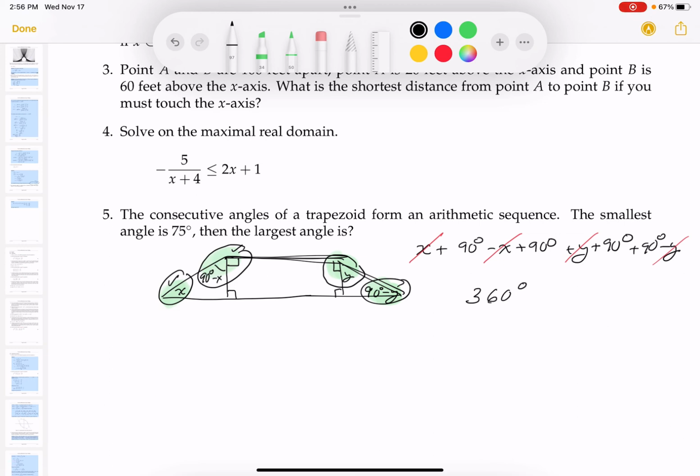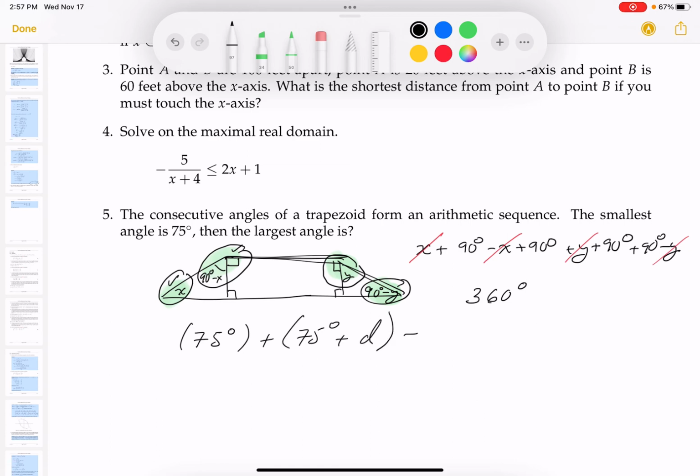All right? Now, let's say you knew that. You would not waste your time with what I've just done then. You wouldn't do it. All right? What does it say? It says the smallest angle is 75 degrees, but they say it forms an arithmetic sequence. So what does that mean? 75 degrees would be the smallest angle. The next angle would be 75 degrees plus some common difference d.